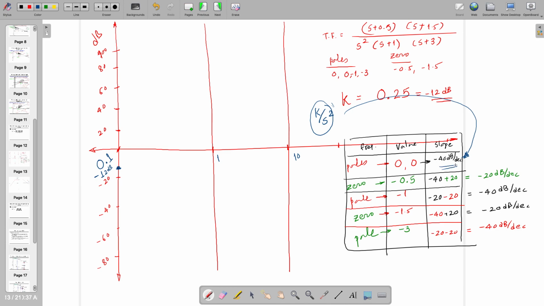I need to draw minus 40 dB per decade. Now look at this, not minus 20, but minus 40 dB per decade. So you need to go down by 40, so around minus 52 dB, and one decade ahead. Yeah, so you got this point and this point. Please draw the line which is passing through these two points.